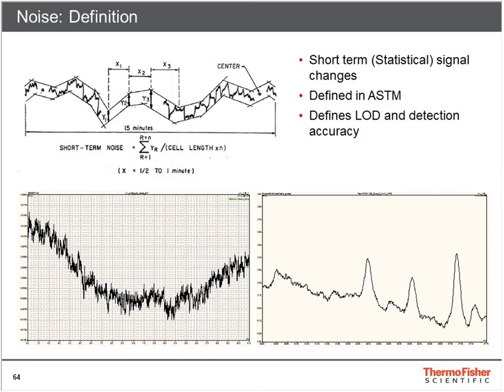This is the definition of noise. Usually 1-minute segments are measured and an average is calculated. What kind of problems can noise cause? Except for the obvious problem that high noise gives bad detection limits, it also causes linearity problems.